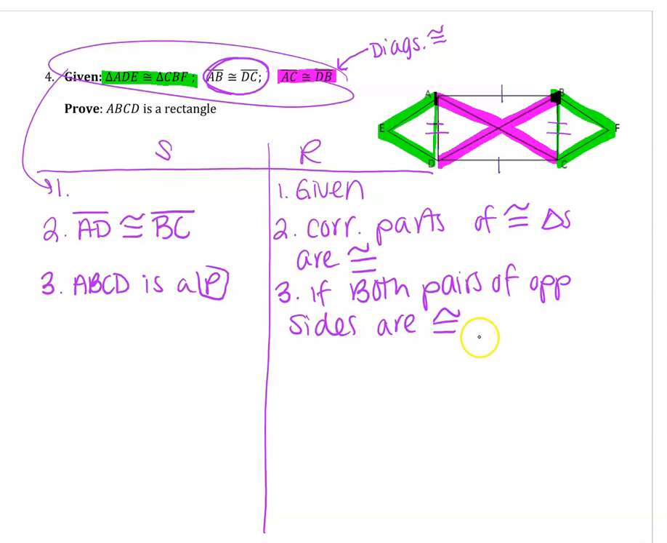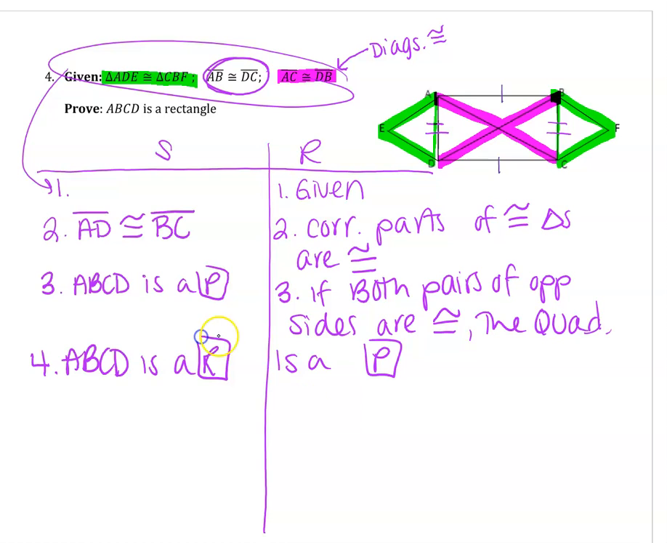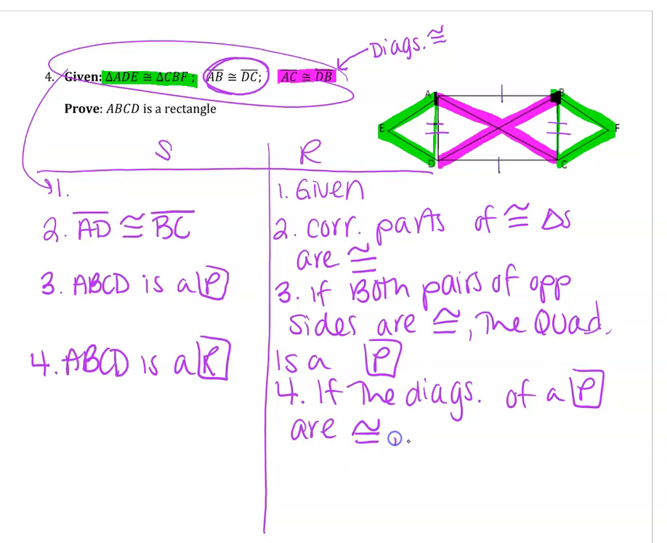So if both pairs of opposite sides are congruent, the quad is a parallelogram. Okay, now they told me the diagonals are congruent, so now I can say it's a rectangle. So if the diagonals of a parallelogram are congruent, it's a rectangle, and then you're done.